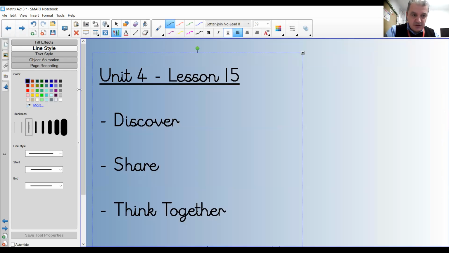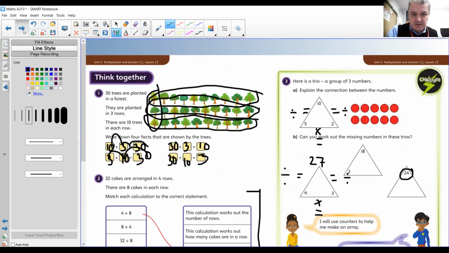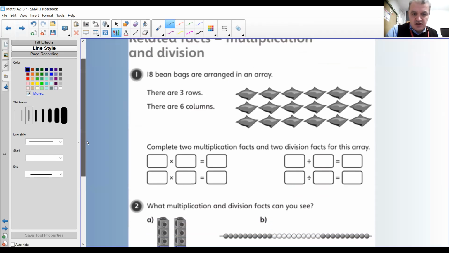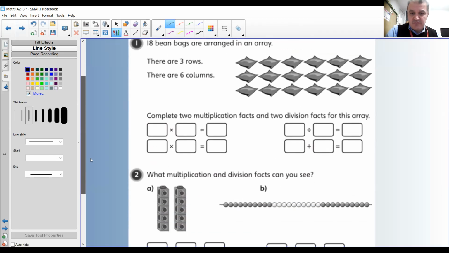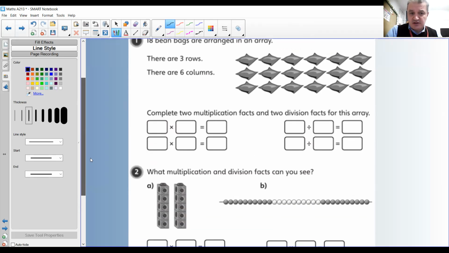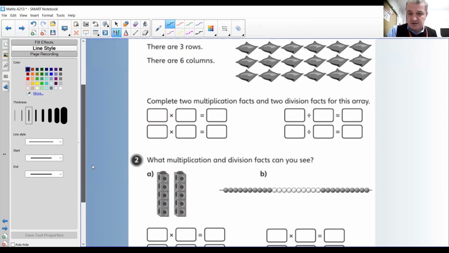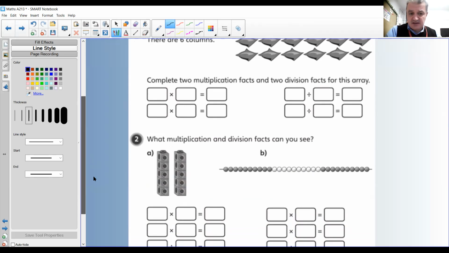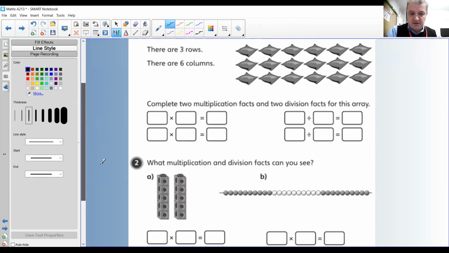We're going to look at page 145. And we're going to solve, I'll put them up on here. Not too hard questions, I don't think, but this is really an important area where we should understand the arrays, we should understand the rows and columns and what they represent as a multiplication sentence and the equivalent division sentences. So that's what I want you to go at, page 145.